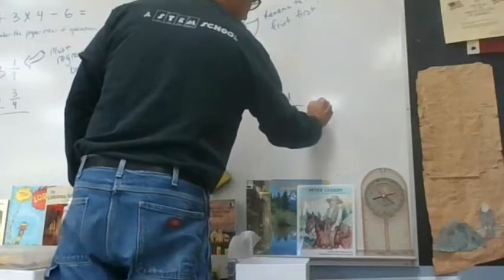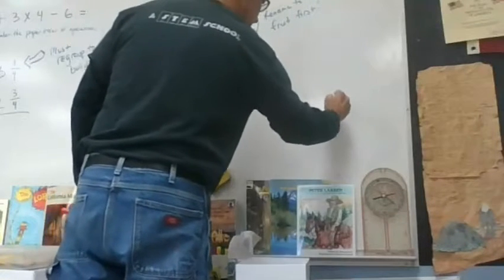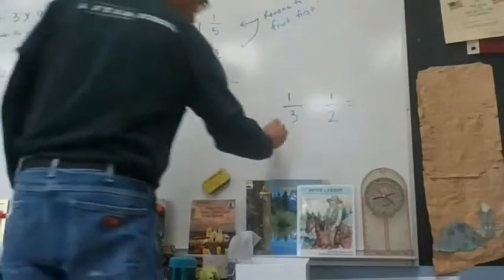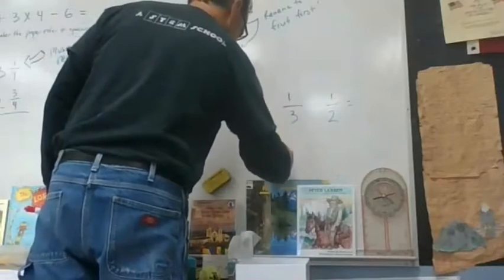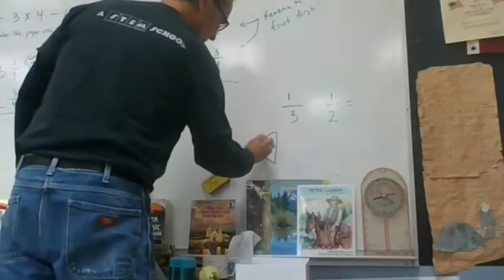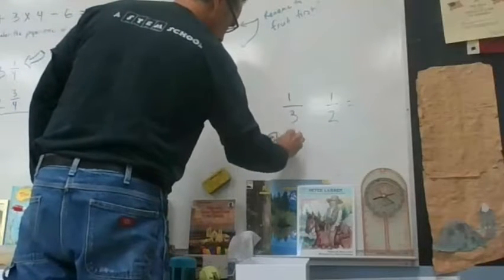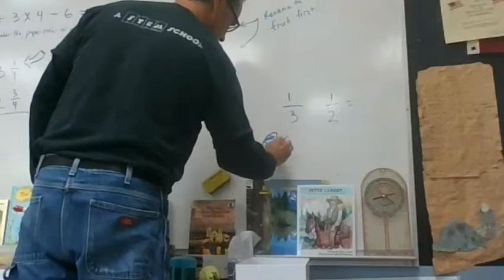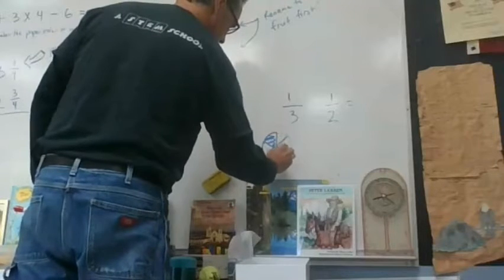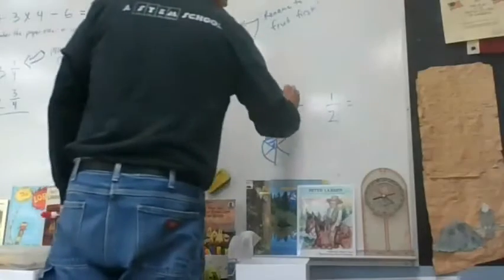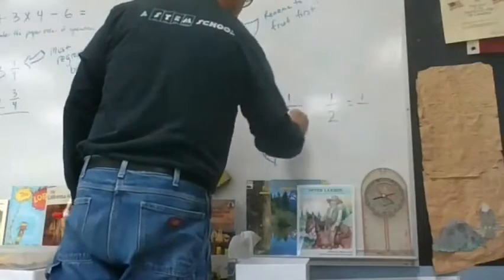1/3 times a half. That's a multiplication sign, just a dot. 1/3 of a half. Well, let's look. Here's a half, and here it is in 3 parts, and here's one of them. How much is that of the whole? It's 1/6. Can you see that? So 1 times 1 is 1, and 3 times 2 is 6.